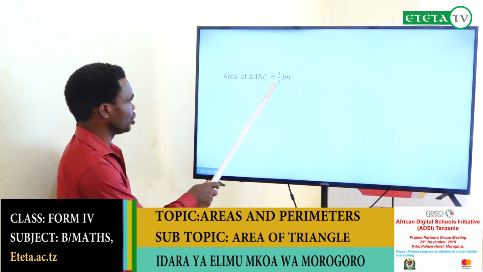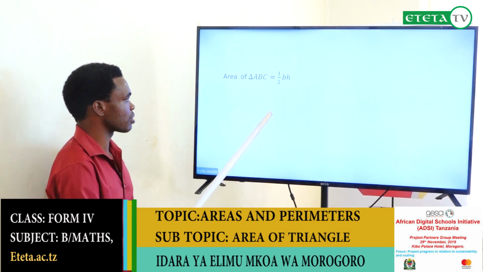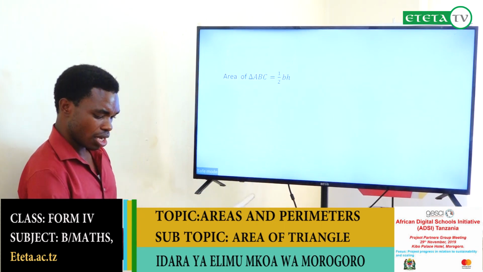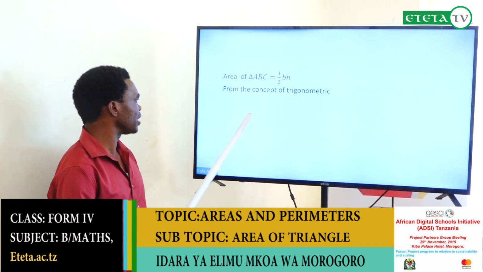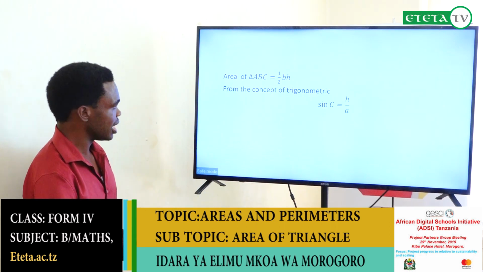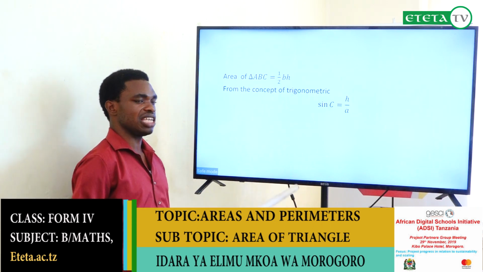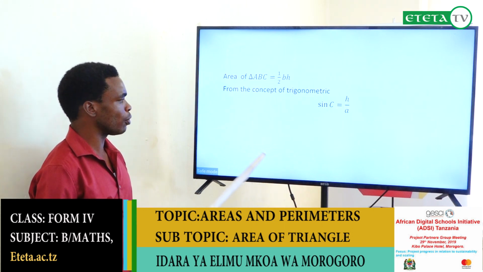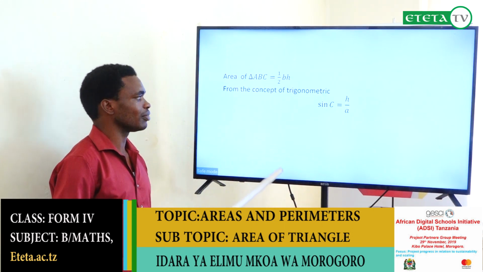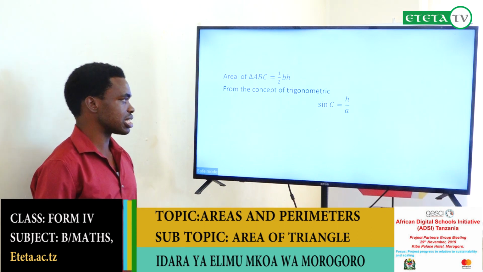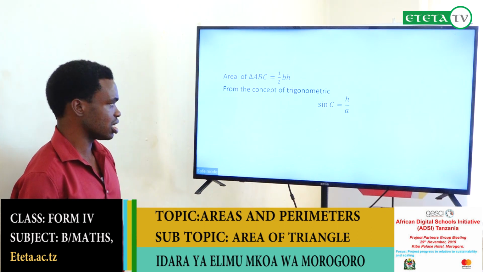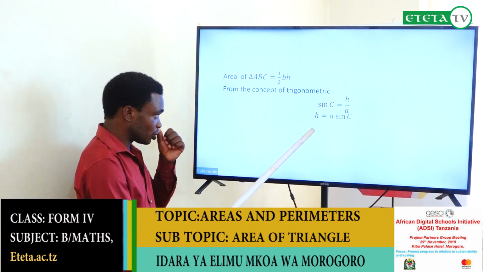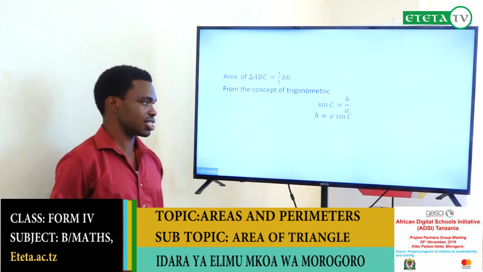the area, which we said is a half BH, but we have to substitute H. Before we substitute it, we must know what it will be. H is obtained from the concept of trigonometric ratios. If we take sine C, H is opposite to angle C, and A is the hypotenuse. Therefore, sine C is equal to H over A, since sine is defined as opposite over hypotenuse. Making H the subject, H will be equal to A sine C.